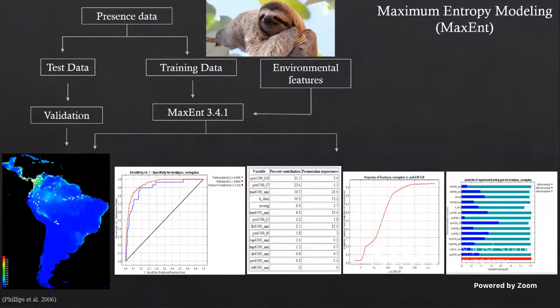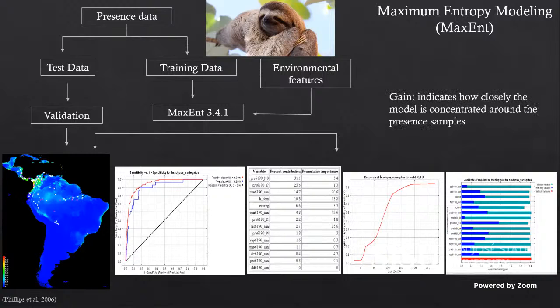Jackknife resampling analyses were used, and this was done in order to further evaluate the strength of each predictor variable from the output % contribution table. And lastly, MaxEnt will give a value called the gain. Gain is a measure of goodness of fit. It indicates how closely the model is concentrated around presence samples. The closer the distribution is to a uniform distribution, the closer the gain would be to 0, and this increases as the model is more concentrated.